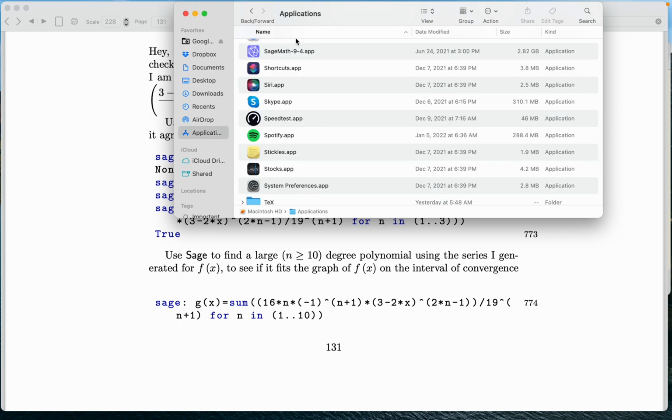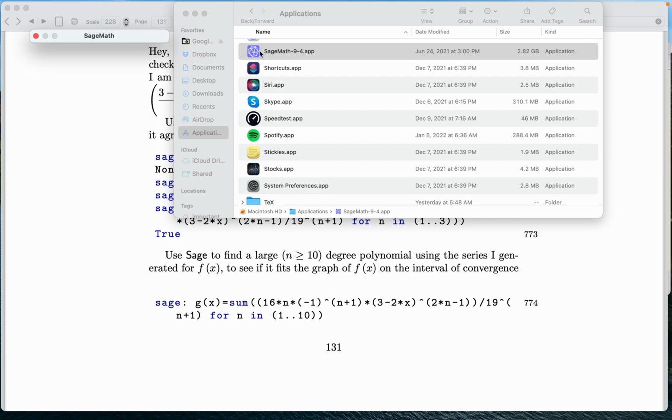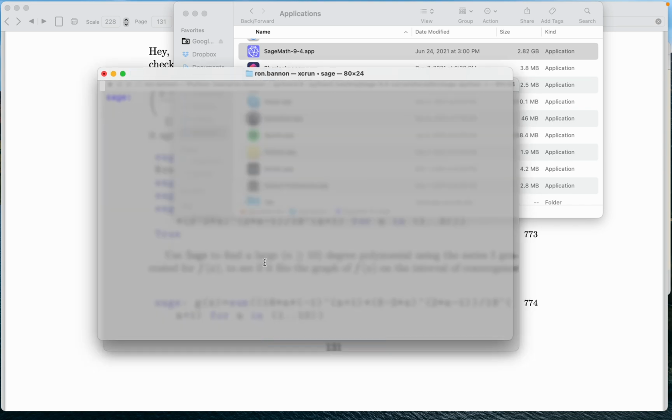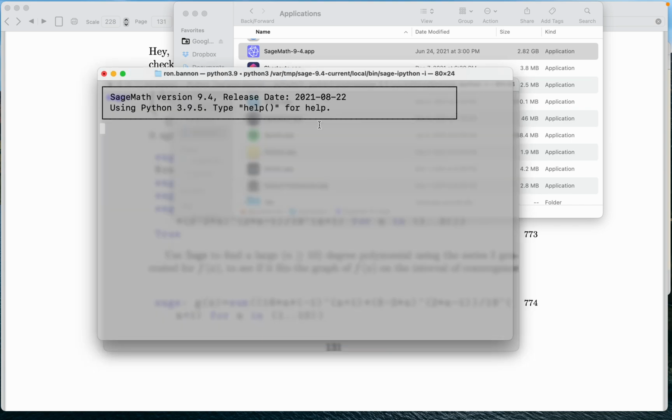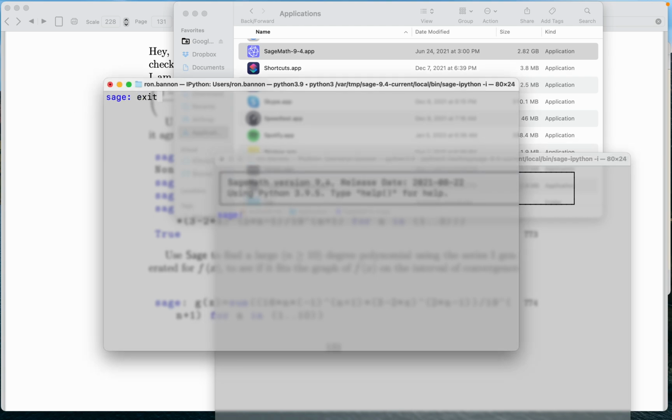Applications, sorry about that. Sage Math right over here. Double click it. What is it going to give you? It's going to open up whether you want to use Terminal or Jupyter Notebooks. Up to you. I use Terminal. But again, if you're sharing your document, you're going to have to use a Jupyter Notebook. I'm going to use Terminal though. Launching it, and Sage will open up. I'm running 9.4 right now and Python 3.9.5. And again, what you do is, oh, by the way, I said Sage running already. Let me close that out though.